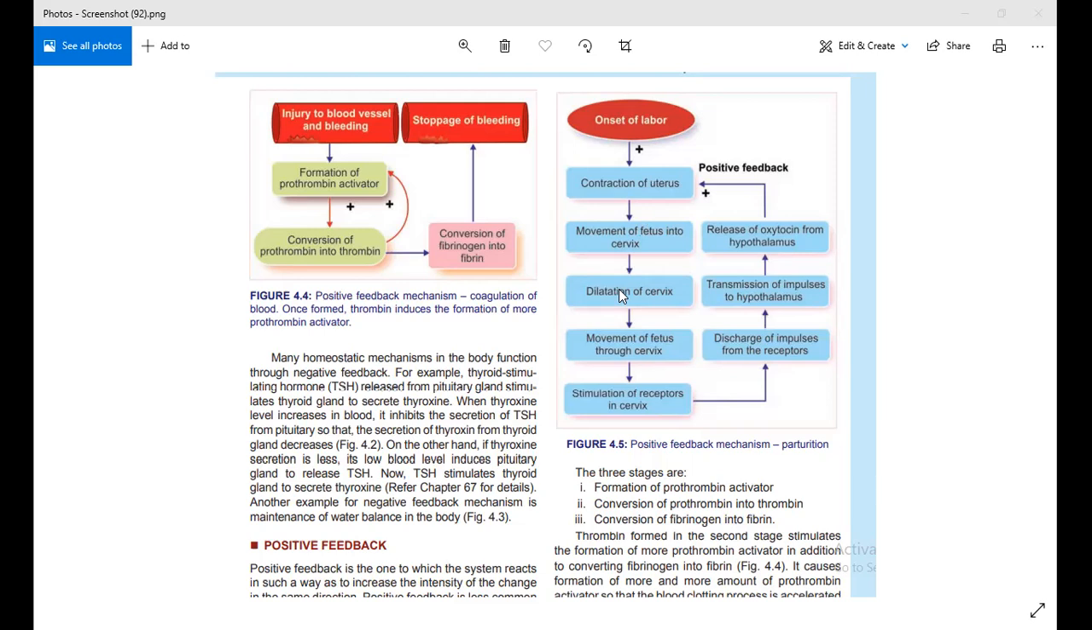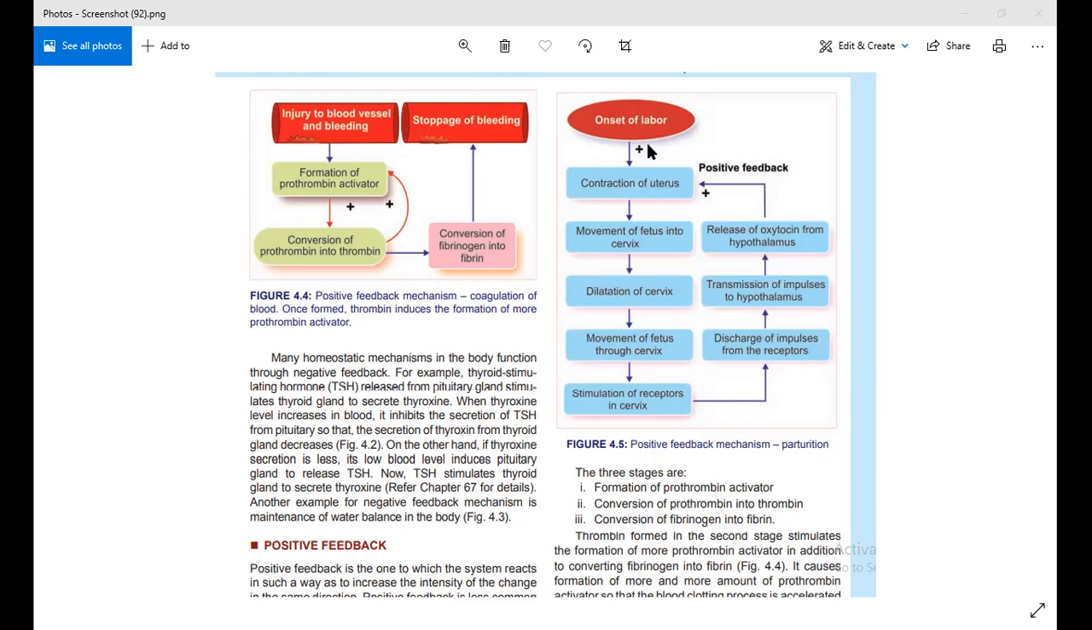Now, this is a positive feedback. Positive feedback is about one action being taken, like onset of injury, not like increase, decrease. It is until one complete action is finalized. It is not like you are trying to maintain the normal amount of glucose or the normal amount of water. No, you want to achieve something, and the process does not stop until you achieve that goal. So that is what happens in a positive feedback.